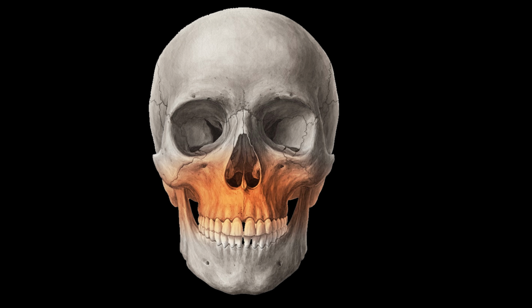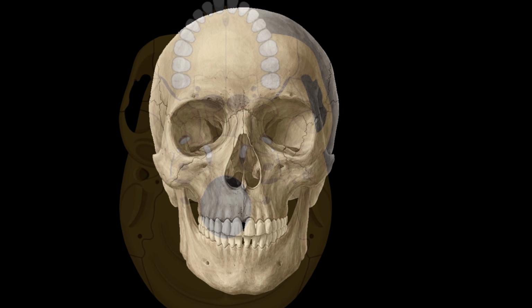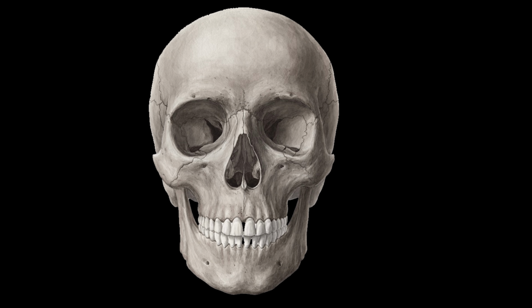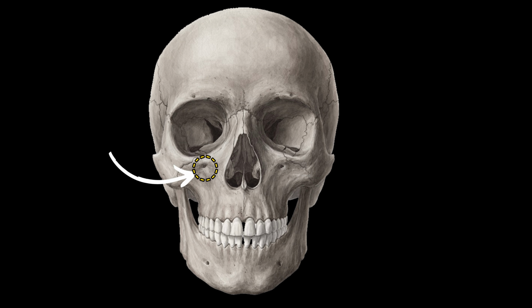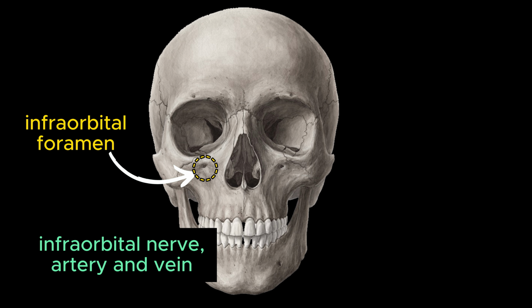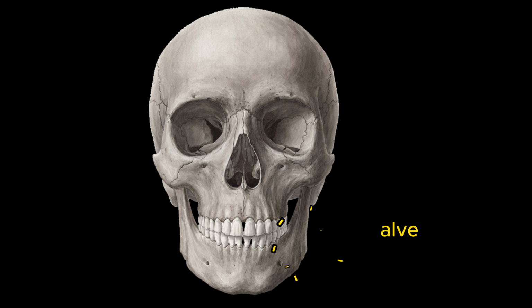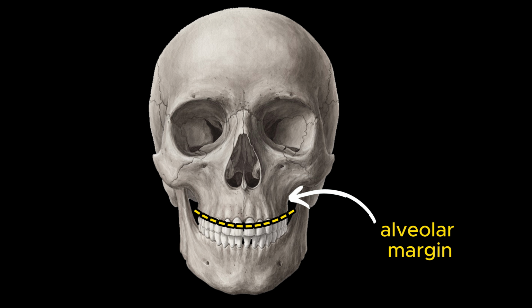The maxilla is also known as the upper jaw. It has a few projections: the frontal process, zygomatic process, palatine process, and the alveolar process. It contributes to the formation of the infraorbital margin. It houses the infraorbital foramen, where the infraorbital nerve and vessels pass. It also forms the alveolar margin.